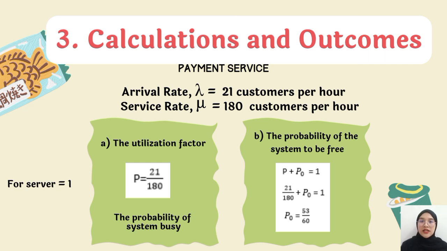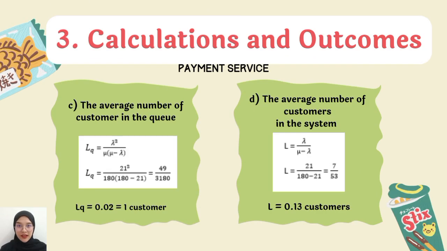These calculations are crucial for understanding the efficiency of our payment service system and ensuring we can handle customer demands effectively. Now, let's analyze the average number of customers in the queue and in the system for our payment service setup. So for part C, average number of customers in the queue, the formula for calculating the average number of customers in the queue is LQ equals lambda squared over mu times the bracket mu minus lambda.